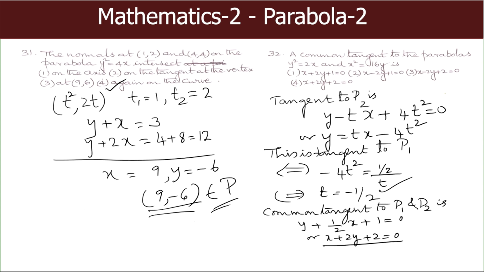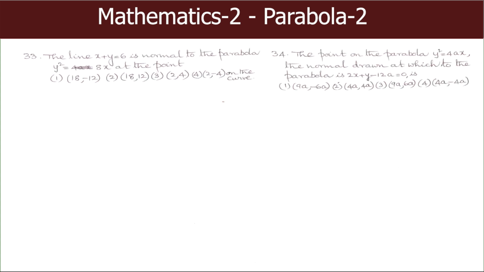By replacing t by minus half in this equation, you get the equation of the common tangent in the form x plus 2y plus 2 equal to 0. I hope I am clear. Next, the line x plus y equal to 6 is the normal to the parabola y square equal to 8x at the point.